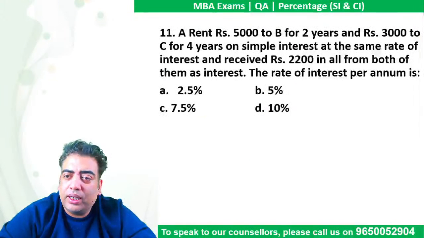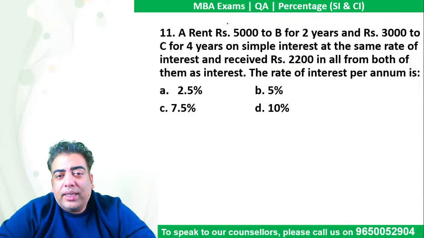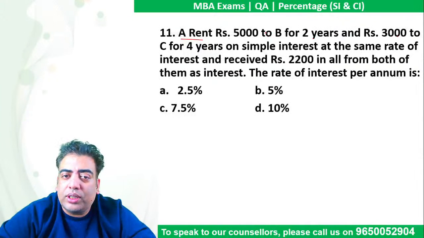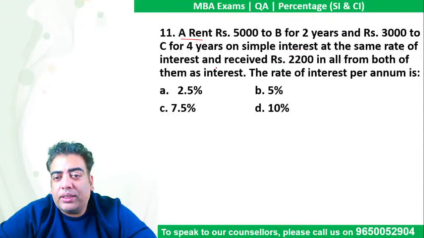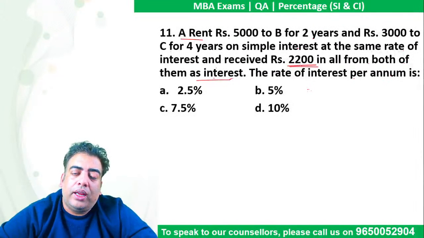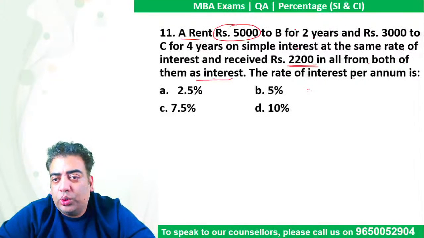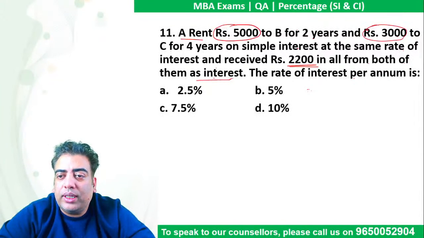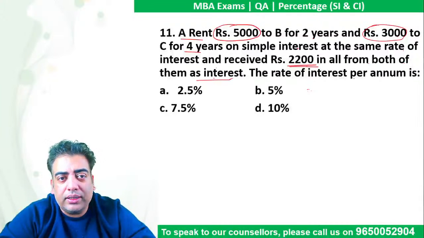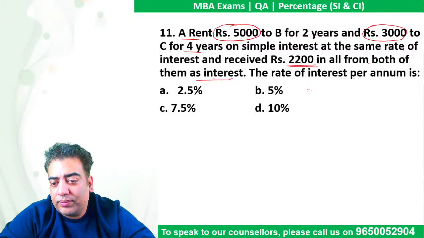Let's see the 11th. So here it says A lent rupees 5,000 to B for 2 years and rupees 3,000 to C for 4 years on simple interest at the same rate of interest and received rupees 2,200 in all from both of them as interest. The rate of interest per annum is? Now guys, please solve it carefully. A gave 5,000 rupees to B for 2 years and 3,000 to C for 4 years. And this is the total interest. So be quick and tell me the answer. There should not be any mistake now.